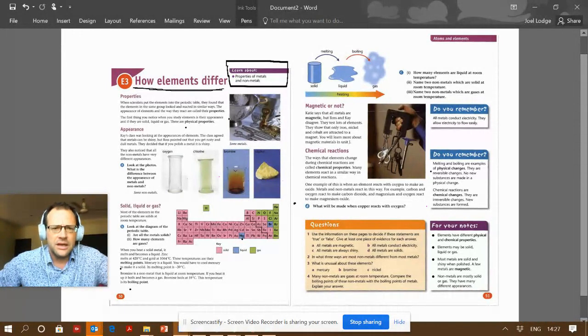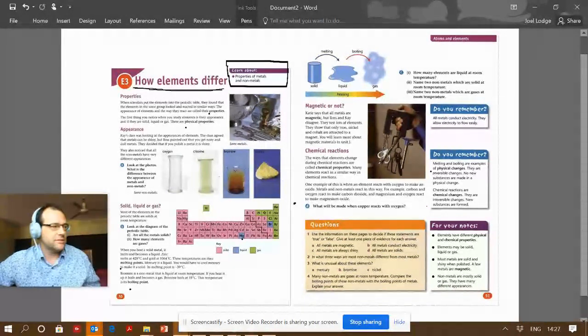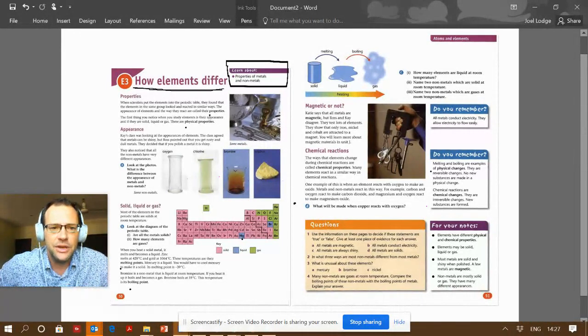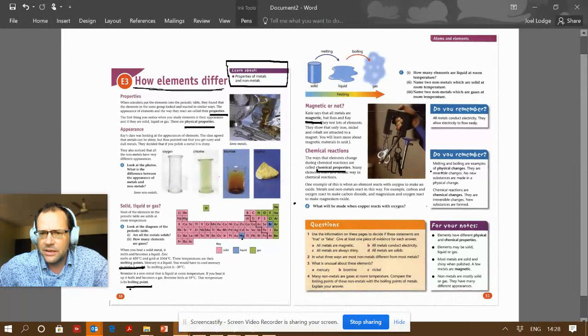Now, next thing is to make a really good understanding of this double page spread, you're going to need to know the meanings of these key words. And the textbook's really helpful. It's basically made them in bold for you. So there's properties, physical properties, melting points, boiling points, magnetic, chemical properties, physical changes. I think that's it. So six keywords there.